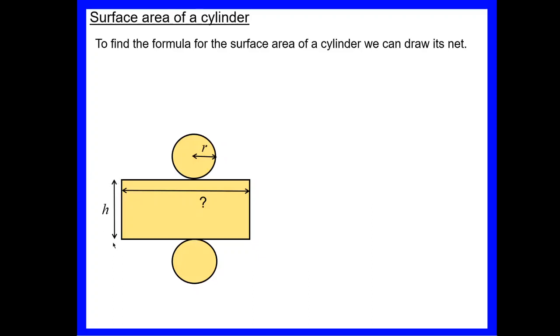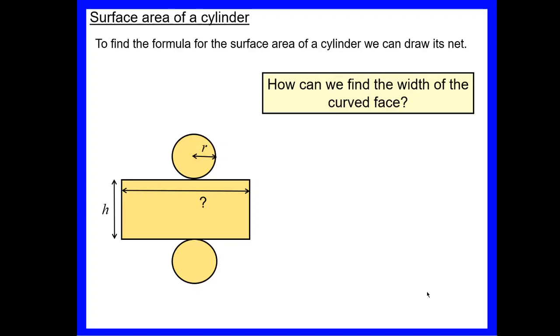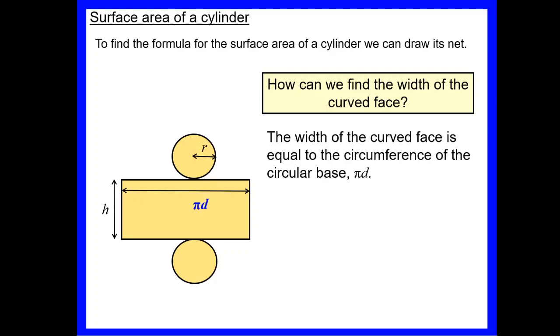And we've got here the height of the cylinder. So the question is, how can we find the width of the curved face? Well, this curved face needs to wrap around the circle at each end when we put it back together. So it's the same as the circumference of the circle, and the circumference of a circle is pi times the diameter. So the length of the rectangle is the same as the circumference of a circle. So the area of the curved face is pi d, length, times the width, which we've called h. So our curved face is pi d h.